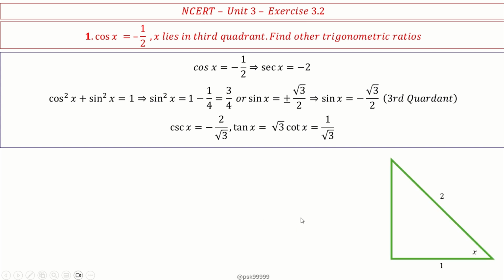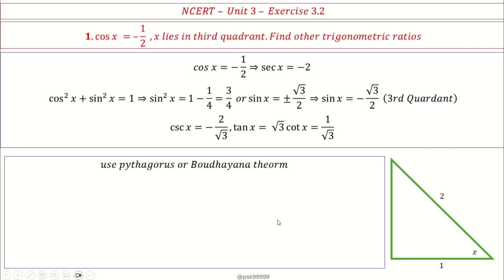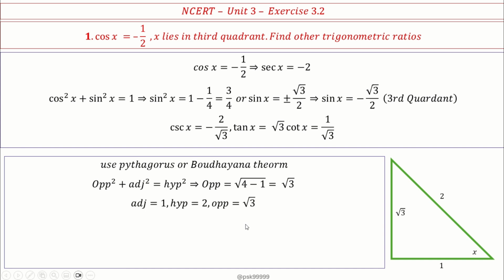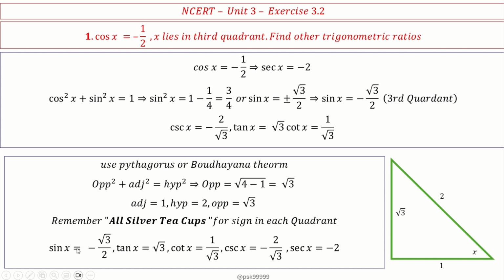Another way of doing this is to build a right angle triangle. The given information is cos x. Cos is adjacent by hypotenuse, so 1 by 2. You can always calculate the opposite using Pythagoras or Bodhayana theorem, right? Once you get it, you can put in all the trigonometric ratios, but make sure that the sign is correct. The sign comes from "All Silver Teacups", if you remember. Remember the sentence, and based on that you decide the sign. In the third quadrant, sine is negative, tan is positive, cot is positive, cosecant is negative, secant is negative. This is how you should do it.